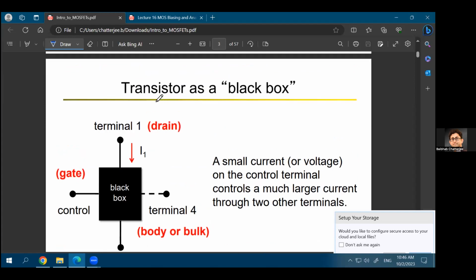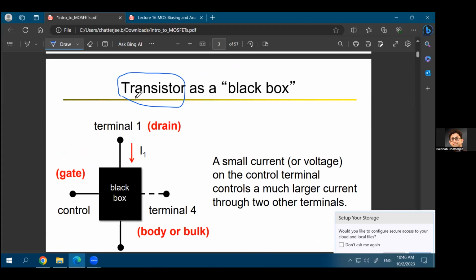But even before going there, we are talking about transistors. We are talking about 3 or 4 terminal devices. Your diode was a 2-terminal device. You just had the P and the N. Now, the main difference between a diode and a transistor is that the transistor is considered a device which has 3 to 4 terminals.